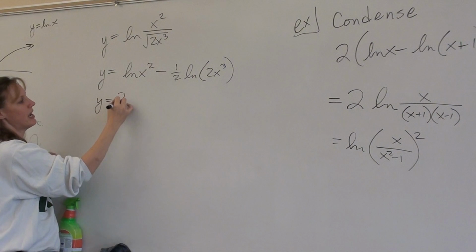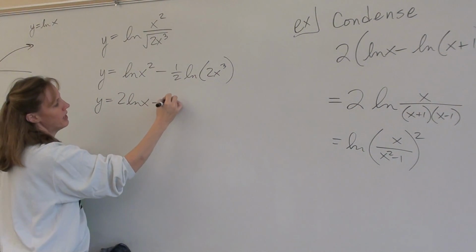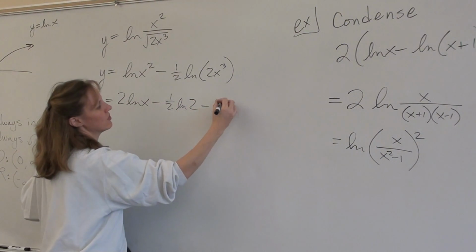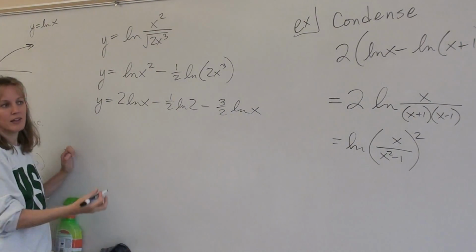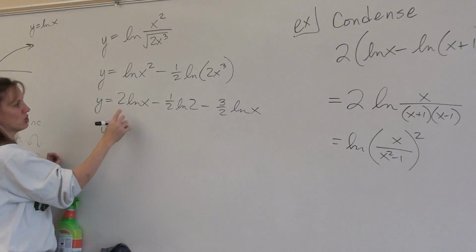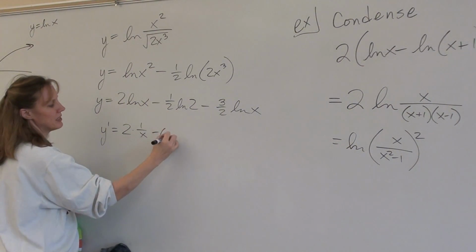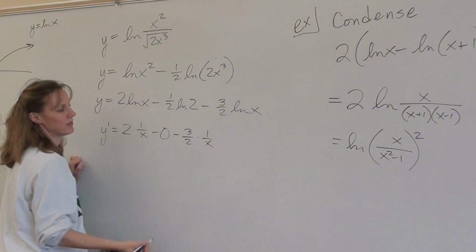You could keep going and say, hey, this is 2 ln x minus 1 half ln 2 minus 3 halves ln x, right? And then your y prime is super easy. It's 2 times 1 over x minus 0 minus 3 halves times 1 over x.